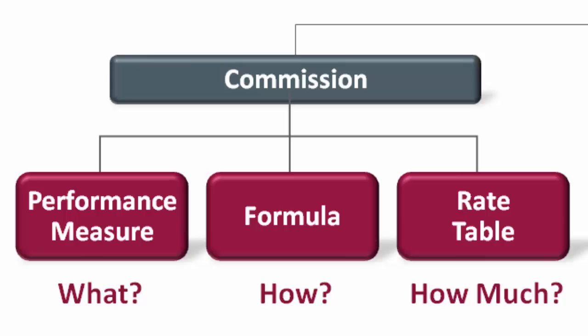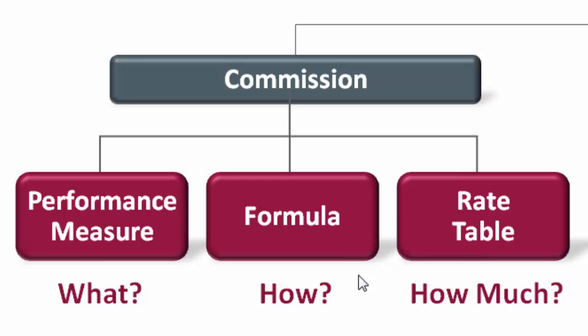That's the what, and that's what we call the performance measure. The how is the math going to be calculated? Am I going to take this variable from the order booking system and multiply it by some variable from the invoicing system and then multiply it by the rate table lookup that we talked about a second ago? So how is that math calculated?